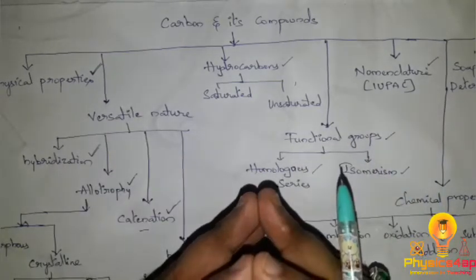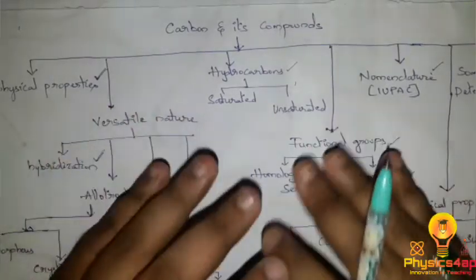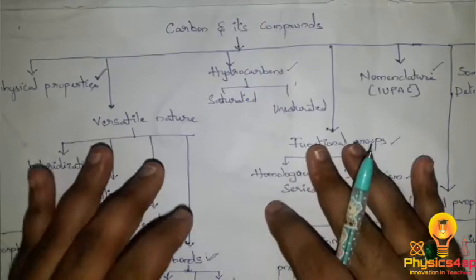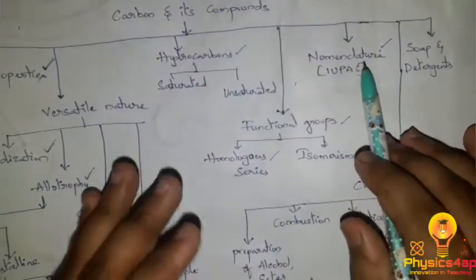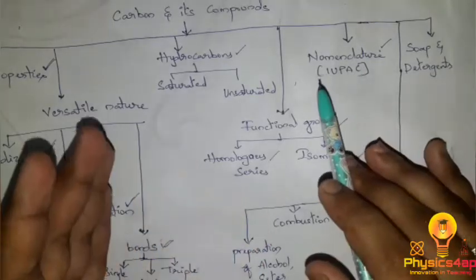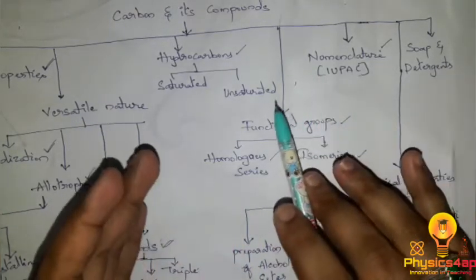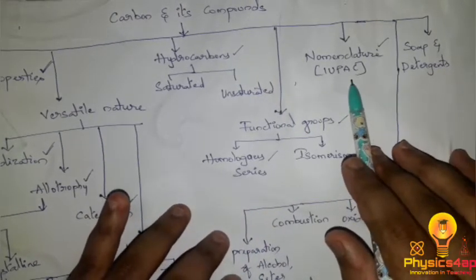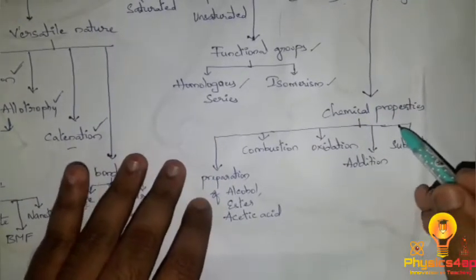So as we are getting success in completion of the chapter, carbon and its compounds. In our previous episode we discussed nomenclature, that is how to draw the structure for the given carbon compounds and how to name the carbon compounds based upon their structure. Now in this episode we will discuss the chemical properties.